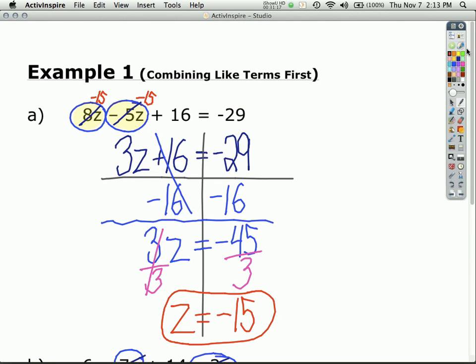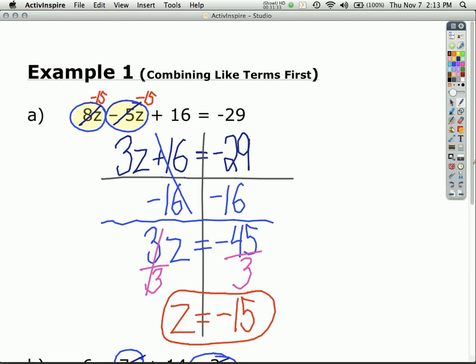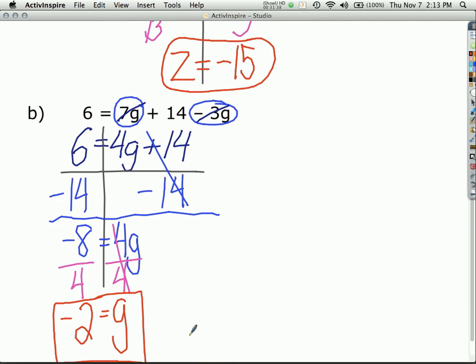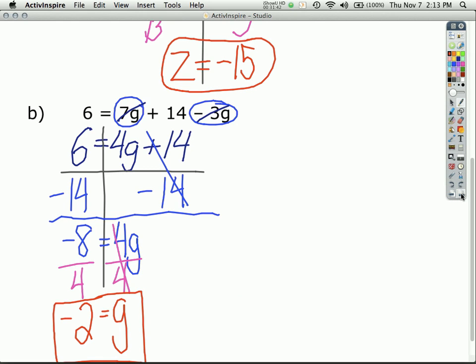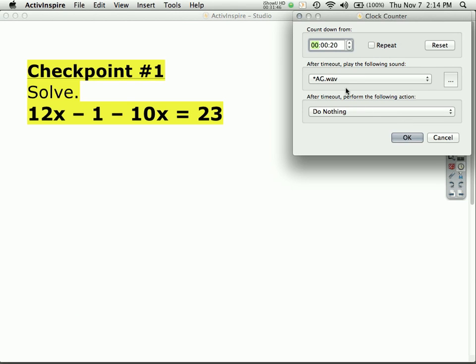So what was the phrase of the day? Tiamas? Simplify and then solve. Simplify, then solve. And that's what we did to get from here to here. We simplified, then we solved. Does anyone have any questions? Good, let's see how you do on your own. Checkpoint number 1. Got a minute and a half.